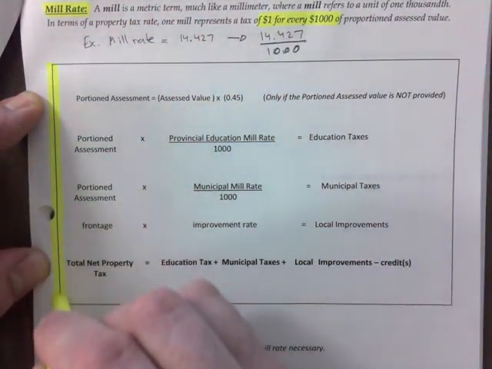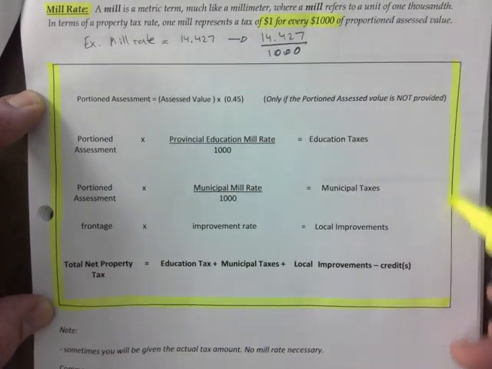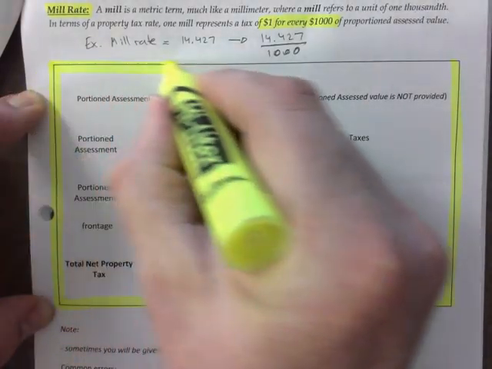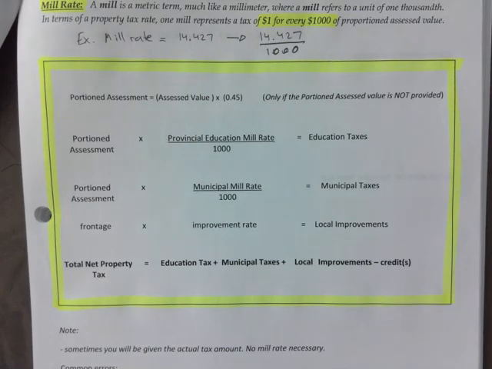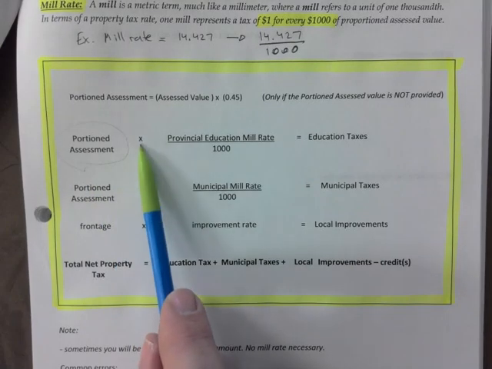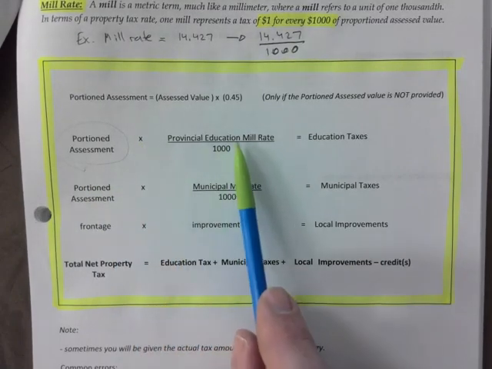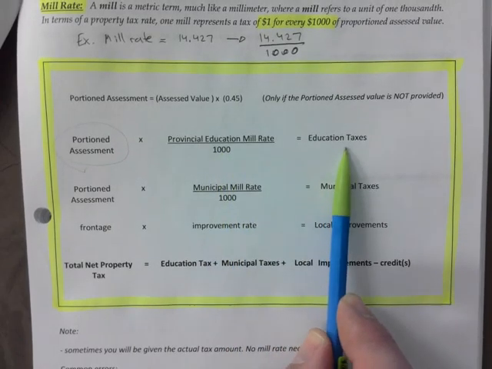So highlight this whole box right here. You can make this a lot smaller, I know that. Like I've seen students fit it into a business card kind of space. Like make it a lot smaller than this. But you basically take your portion assessment, you multiply it by the education mill rate divided by 1,000, and that gives you your education taxes.